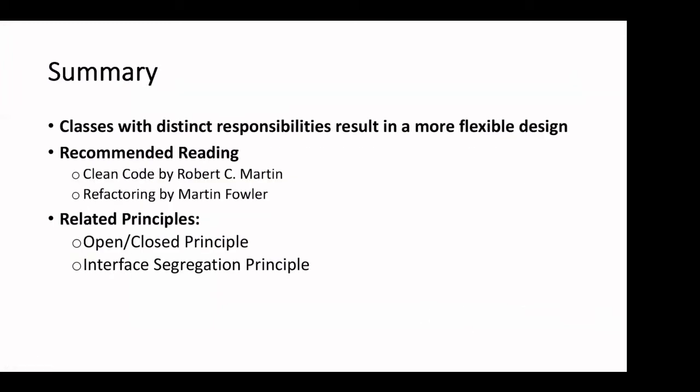Right. So quick summary on what we discussed so far. Classes with distinct responsibilities result in more flexible design. It's easy to maintain, it's easy to test, and it's less fragile. Changes made to one class can be isolated and tested in a particular class by not impacting the other parts of the application, which is otherwise going to be really difficult if it's spaghetti code, right?